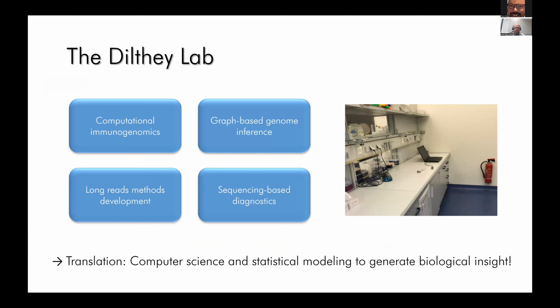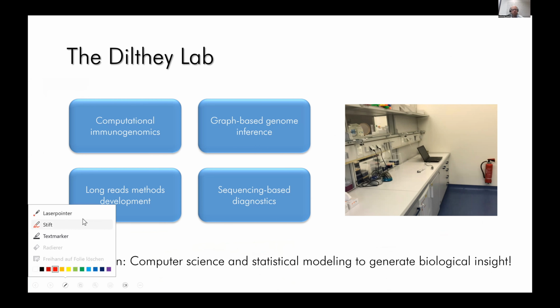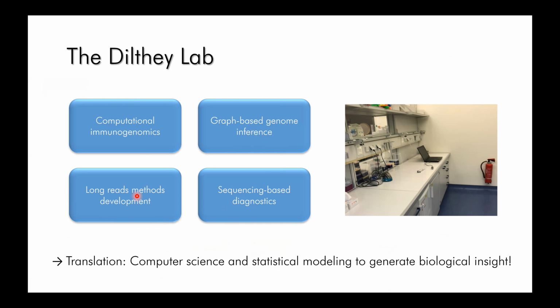First of all, before I get going, let me very briefly say a few words on the kind of stuff that we're interested in, the kind of stuff that we're working on. So we're mainly a bioinformatics lab, working in computational immunogenomics. We develop computational models for inference in complex genomic regions, develop methods for long reads, and also sequencing-based diagnostics. We're not purely bioinformatics. We also have a small sequencing facility, which helps if we want to generate and analyze our own data.